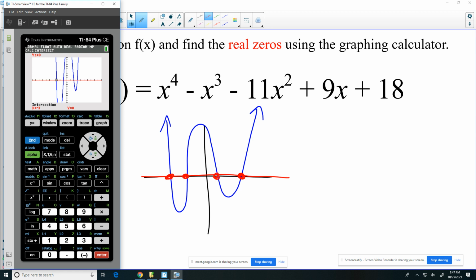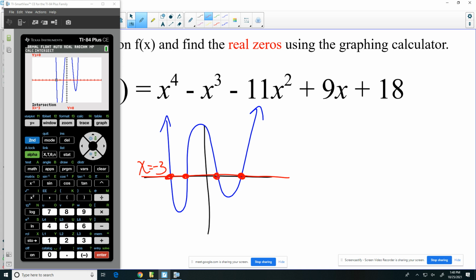The first point of intersection is x equals -3. So I'm going to write that right on my paper. X equals -3. Please make sure you write x equals. I cannot stress this enough. It's got to say x equals.